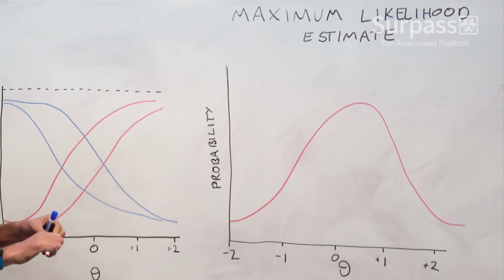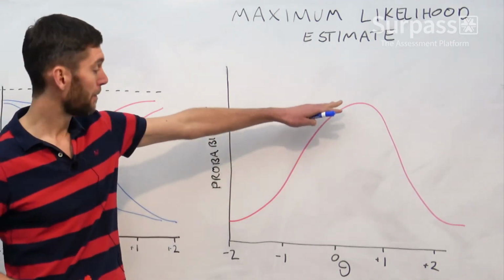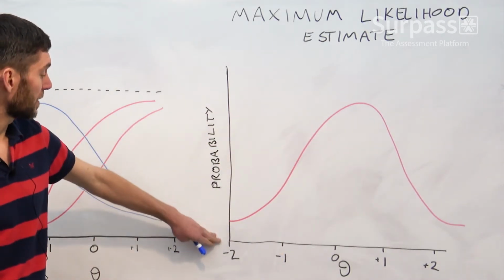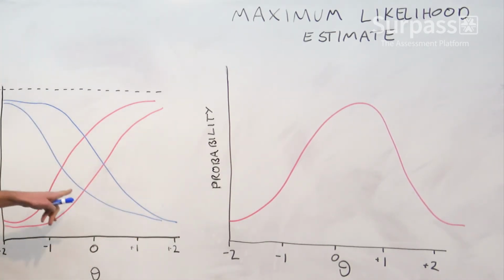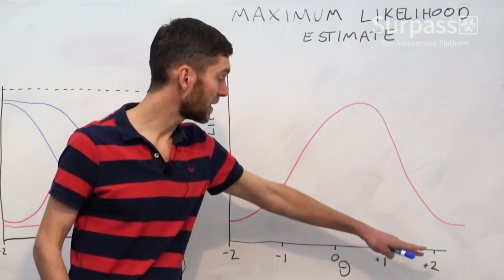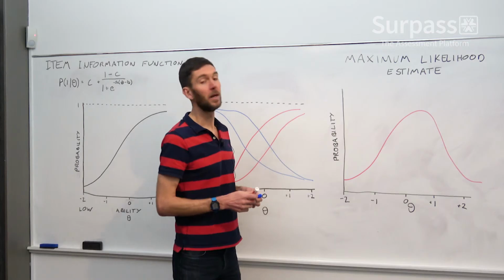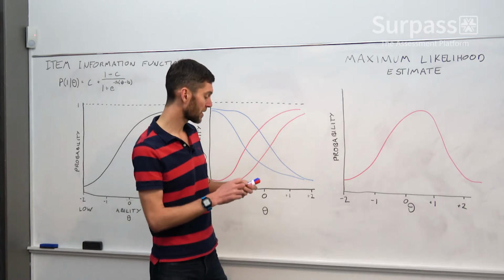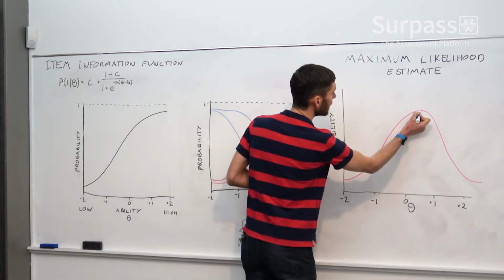So what we can see is it peaks somewhere on the theta scale. So the likelihood of a candidate with -2 ability of getting this outcome is low. We could say the same about a candidate of ability +2, also very low. But somewhere there's a peak. And this is how we do the IRT score. So we look at this curve and we can say there's a peak here.